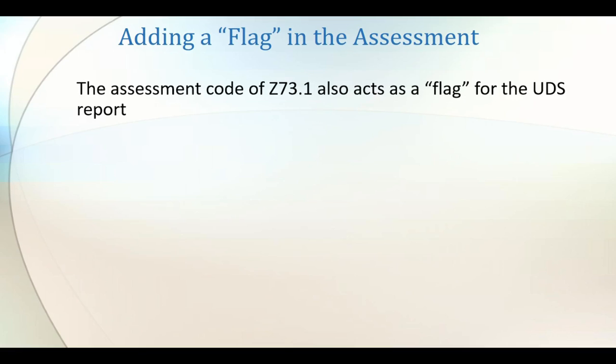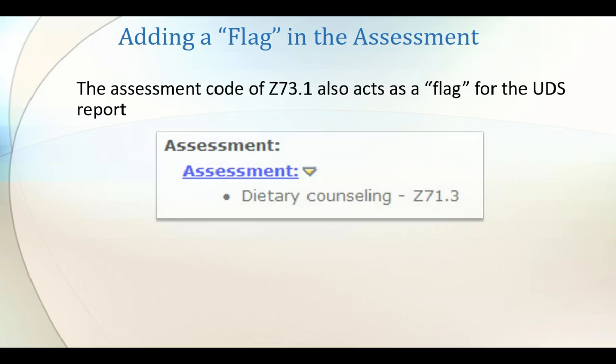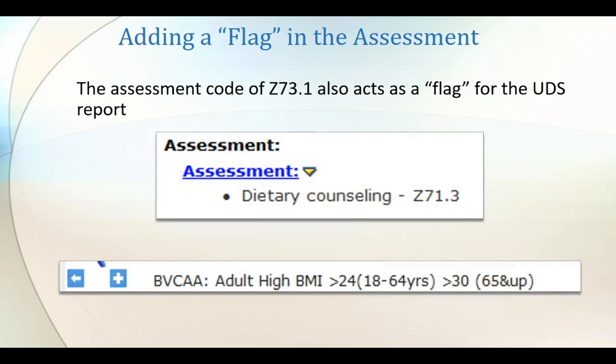Okay, let's look at how we can add a different flag in the assessment of the progress note. The assessment code Z73.1 will also act as a flag for the UDS report. This is to show that the counseling was done. Using the same template, if I click on the plus sign, it'll open up an order set that allows me to drop in the assessment code and the option of documenting any handouts I've given for getting meaningful use points.